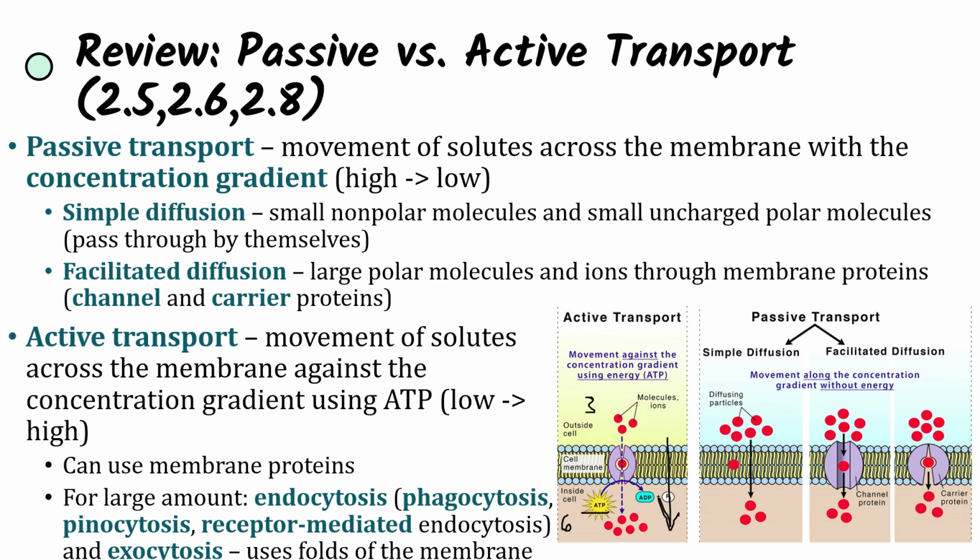And this can use membrane proteins, but for large amounts of solute or other compounds, there's going to be a need for endocytosis and exocytosis, which just uses the folds of the membrane, and it's another form of active transport, so it's going to use energy. And basically the membrane is going to fold around and grab certain supplies. In phagocytosis, this is going to be generally molecules. In pinocytosis, this is going to be more liquids, not so much solid stuff.